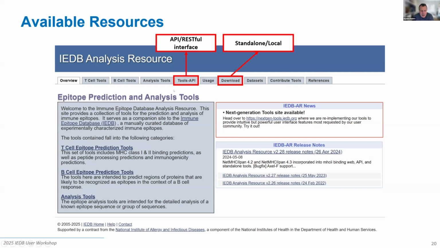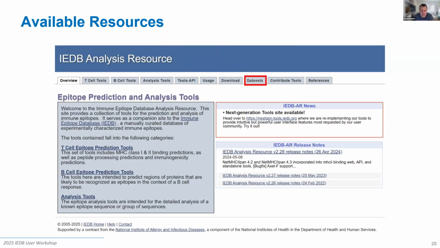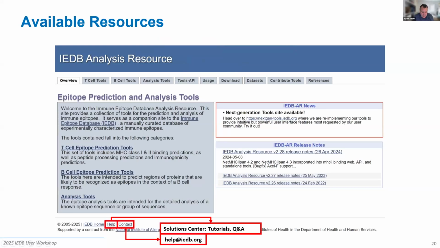Here, there's a separate API to the traditional analysis resource tools that you can find directly on this tab. There's a download tab to get to the standalone local versions of the tools. All of these things are accessible there. For the standalones, they're going to be largely overlapping, but over time, we're going to transition away from this to the next gen tool site. There are datasets available that are actually used for training and evaluation. And you can get help through the Solution Center or by contacting us directly through our help email.